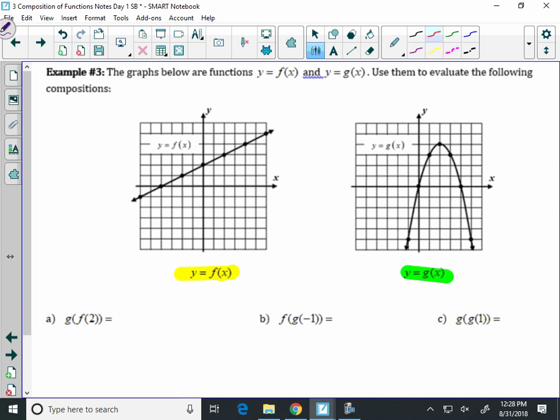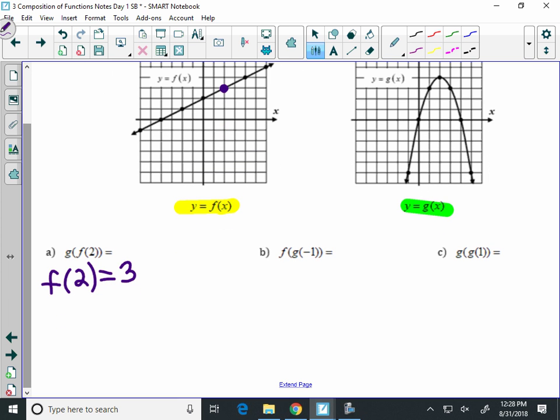So when I look at A, I have g of f of 2. Which part do I have to evaluate first? F of 2. All right, so let's find f of 2. You're going to use the graph of f here. What is the output when you're at 2? 3. Okay, so f of 2 is 3. Now, where does that 3 go? Into g. So now we're going to find g of 3. G is the other graph now, and the output is 3.